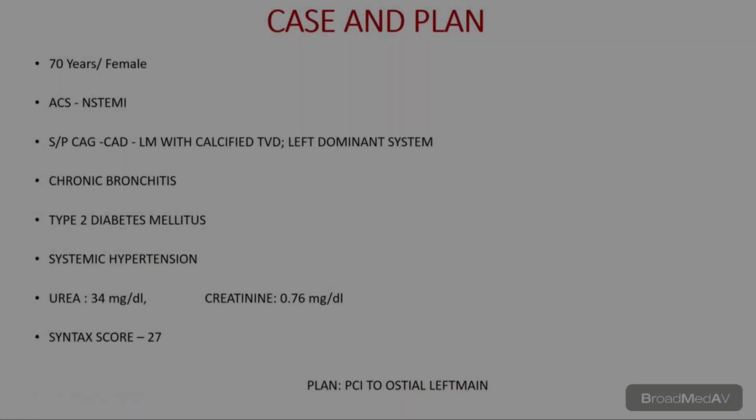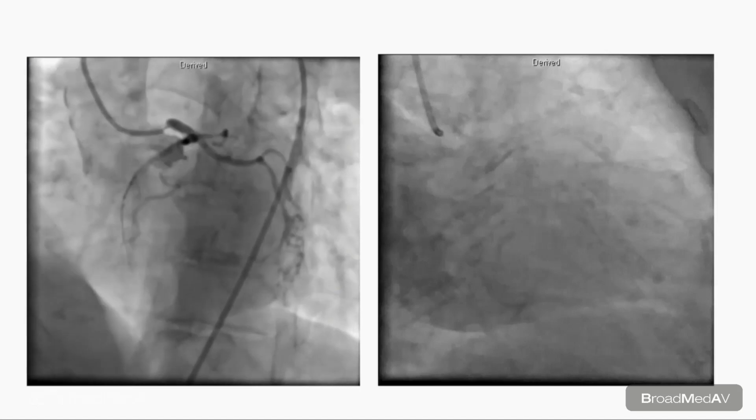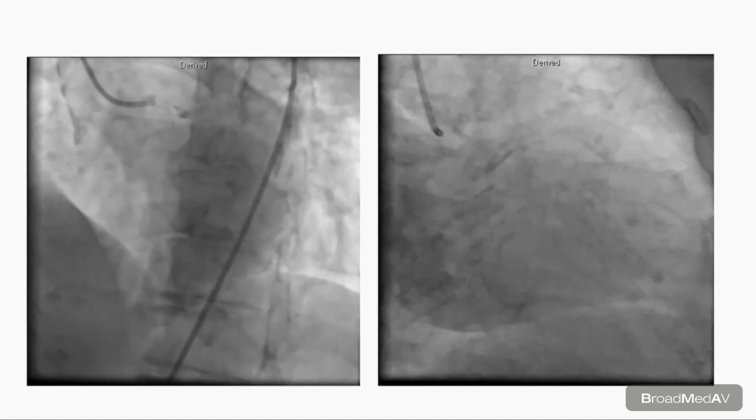Good morning. Today we are having an interesting and a little tricky case. Here is a 70-year-old female presented with non-ST elevation myocardial infarction, and the angiogram we are going to show you in short. She is also a known case of chronic bronchitis, with diabetes and hypertension as the comorbid conditions, and her renal functions were normal. Syntax score 27. So this is the angiogram.